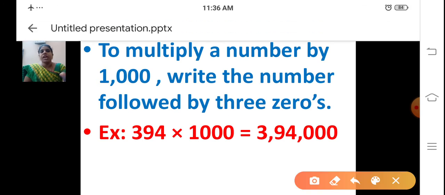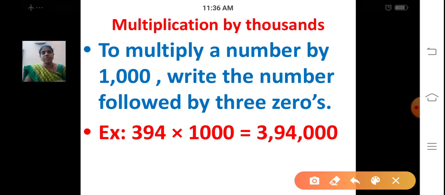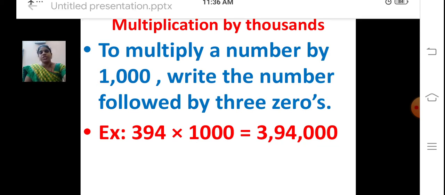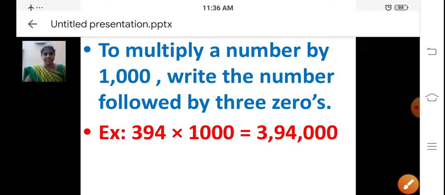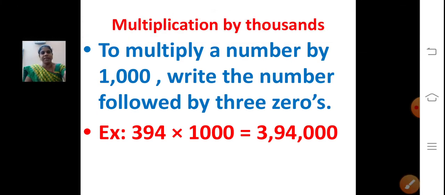Example, 394 into 1000. So write the number 394 followed by how many zeros? 3 zeros. Now put commas. So the answer is 3,94,000. What is the answer? 3,94,000.